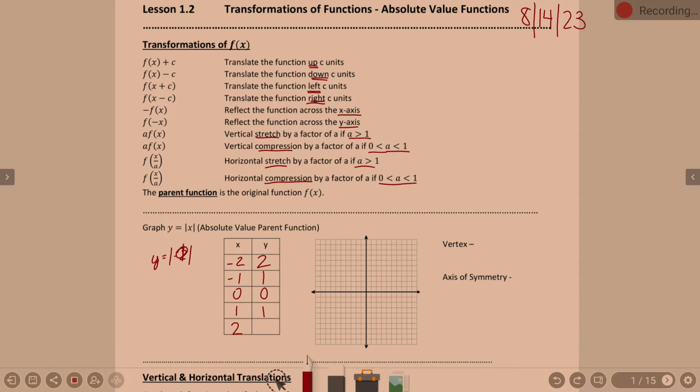If a number is negative, it makes it positive. If it's already positive, it stays positive, right? Okay. Absolute value of 2? 2.